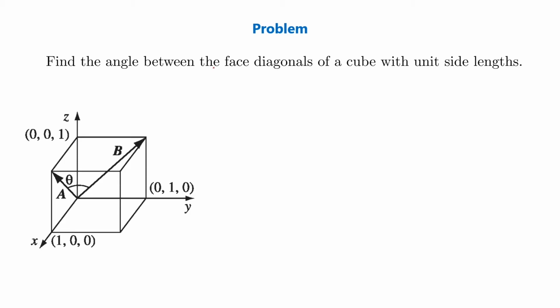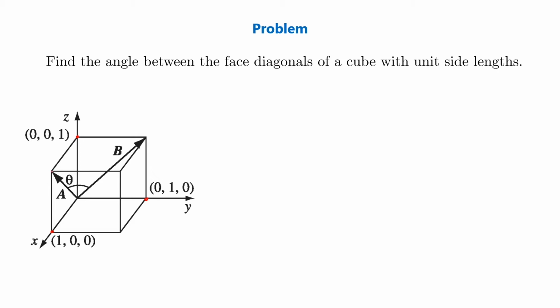Let's now try to solve this problem. Find the phase angle between the phase diagonals of a cube with unit side lengths. In this figure, we have placed the coordinate system at one of the corners of the cube, and we consider two phase diagonals represented by vector A and vector B. So what we are considering is this phase and this phase. Since the cube has unit side lengths, this point is 1 0 0, this point is 0 1 0, and this point is 0 0 1.